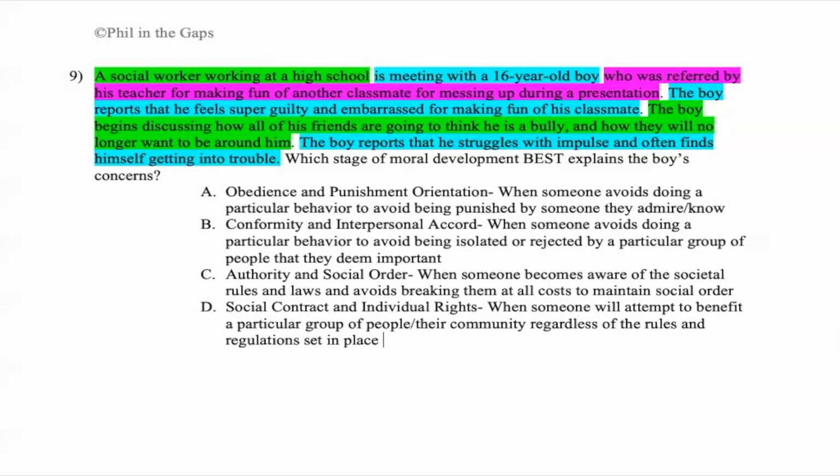So quick review: social worker working at a high school. That's who we are, where we're at. 16-year-old boy. That's our client, was referred by his teacher, not coming on his own free will, for making fun of another classmate for messing up during a presentation. The boy reports to feel super guilty and embarrassed for making fun of his classmate. The boy begins discussing how all of his friends are going to think he is a bully, and how they will no longer want to be around him. The boy reports that he struggles with impulse and often finds himself getting into trouble.